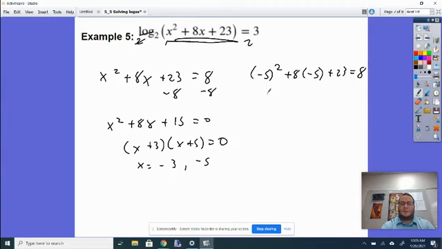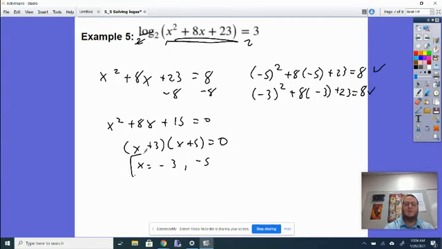And then I also want to check negative 3. 8 times negative 3 plus 23. Please remember these parentheses around the squares because that does get rid of that negative there, which is also equal to 8. So both of these are positive. So both of these solutions are okay.